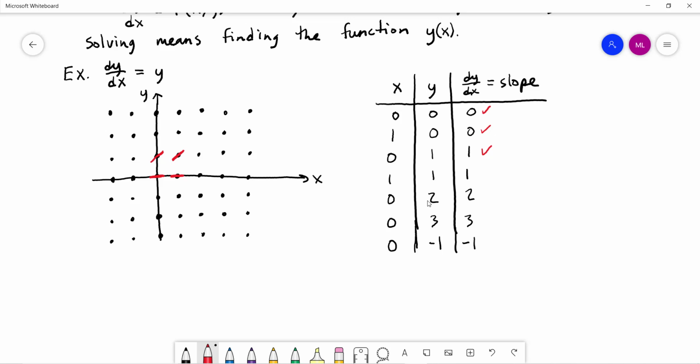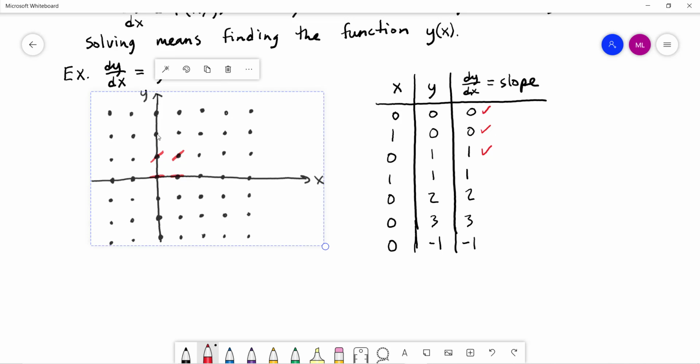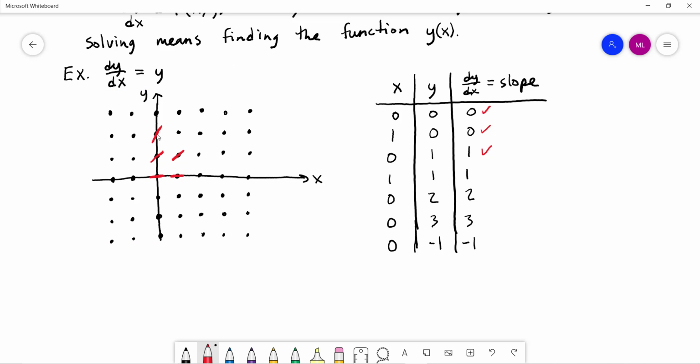Then I'll go to the point (0, 2). So that's going to be up here. (0, 2) has a slope of 2. That's even steeper than the 1. So let me draw something that's a little steeper. By the time I get to (0, 3), I'll have a slope of 3. That's even steeper still. And if I go down to the point (0, -1) down here, it has a slope of -1. And then similarly, this one would have a slope of -2 and -3.